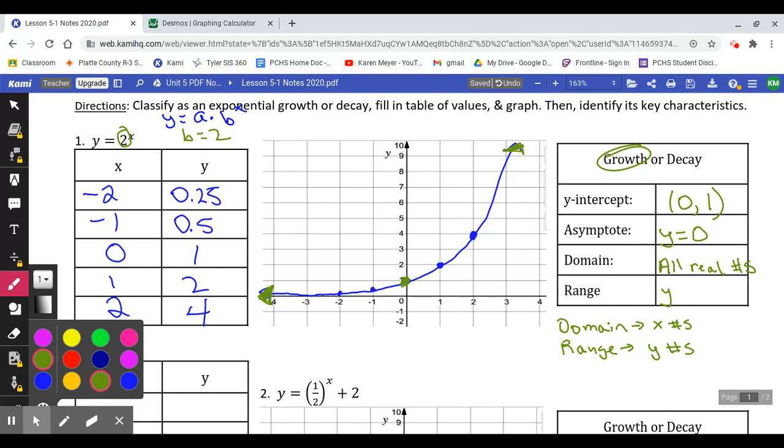And then if you notice, all of our y numbers are on the top portion of my graph. Okay, so we're going to say here y is greater than. So we're always going to have greater than. And then the asymptote is at 0. So remember, it never really touches 0. It gets really, really close to it. But then we have all the y numbers that are above 0 on my graph.